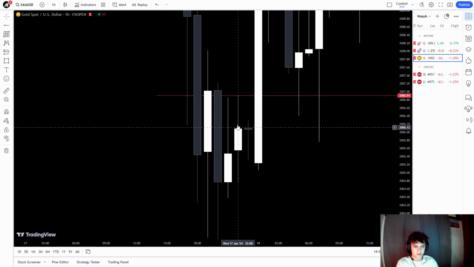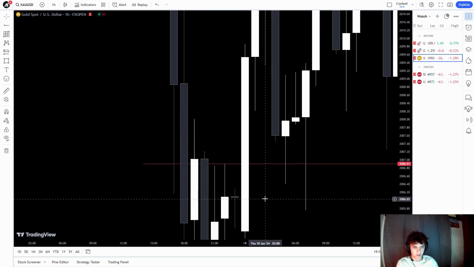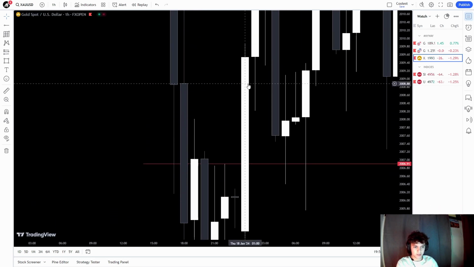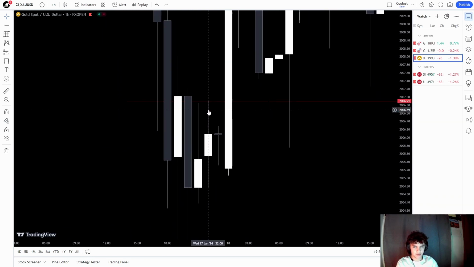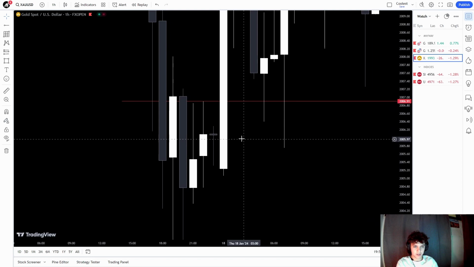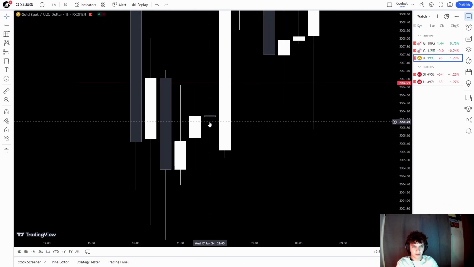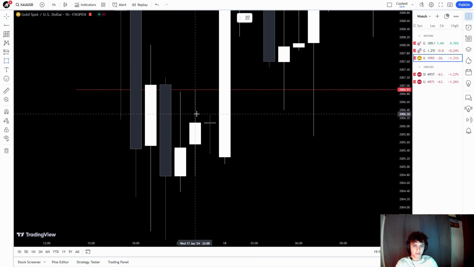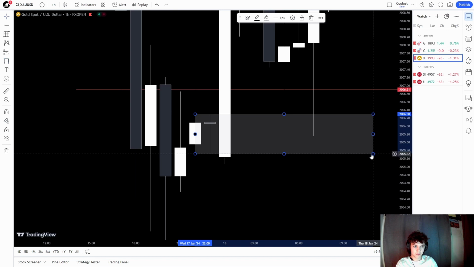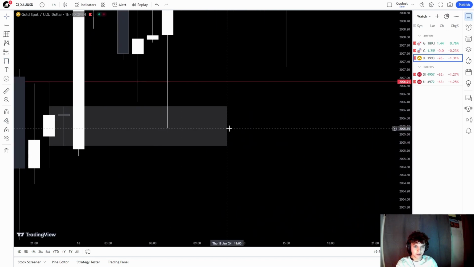A high, an up candle followed by a down candle. A candle breaks above it. What happens? It closes above it. A break of structure, to the upside. So what does it leave behind? The last down candle after the break of structure to the upside. This mini candle right here.